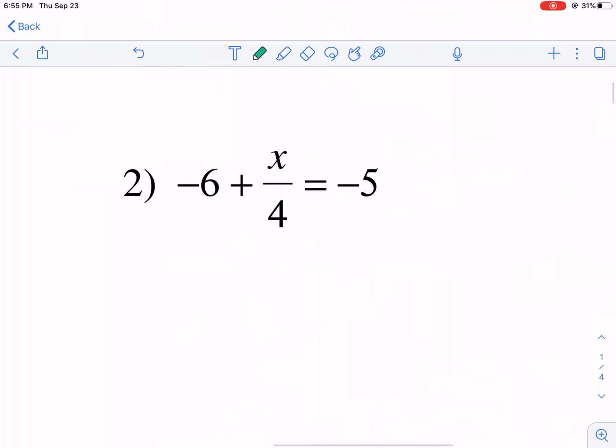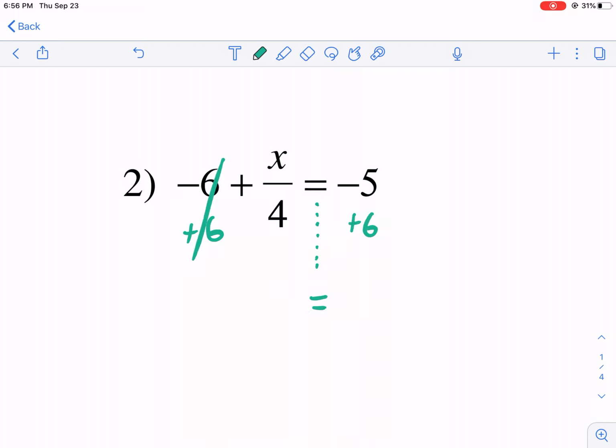So similar process. This time I'm going to use all the same color. Here we have x. We need to identify first what's happening to it. We see it's being added to negative 6 and that it's being divided by 4 again. Okay, so the first thing we want to do is do the opposite of add negative 6. The opposite of add negative 6 is add positive 6. And again, what we do to one side, we have to do to the other side.